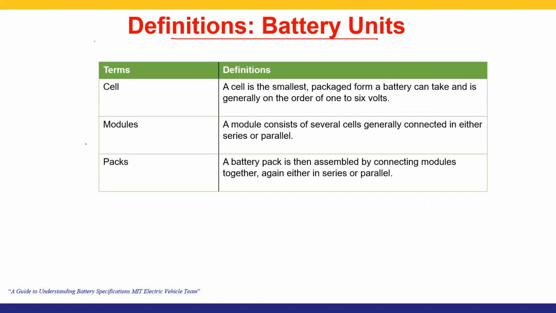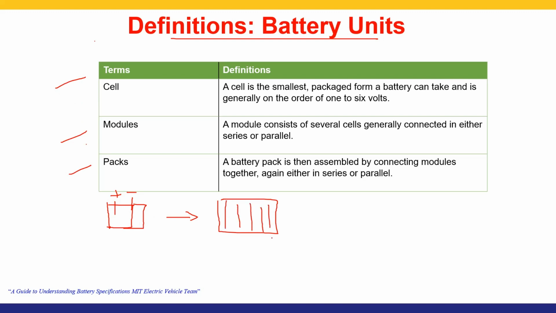Battery units. We have cells, modules, and packs. A cell is the smallest package from a battery that can be taken, and is generally on the order of 1 to 6 volts. In lithium-ion batteries, typically the nominal cell voltage is 3.7 volts. Modules. A module consists of several cells generally connected in either series or parallel. So if you connect the cells in series, the cell voltage will add up linearly.